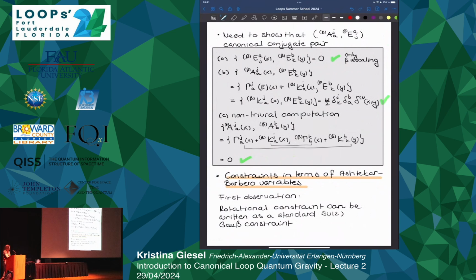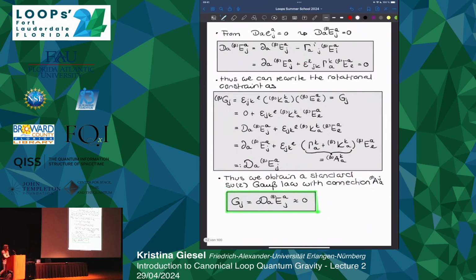So now let's look at the constraints, and in particular at the rotational constraint. We would like to rewrite this in a way such that it has the form of a standard SU2 Gauss constraint. And this is exactly possible because we introduced this new Ashtekar-Barbero connection.